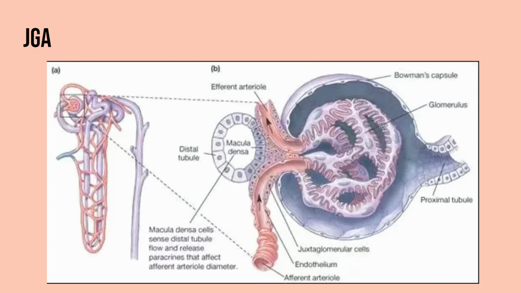The next thing the JGA can do is the opposite. If there's a high filtration rate, then adenosine is released. What adenosine does is it constricts the afferent arteriole.